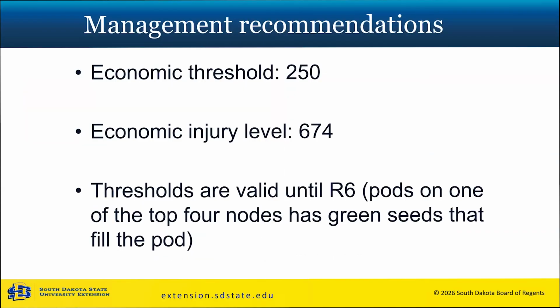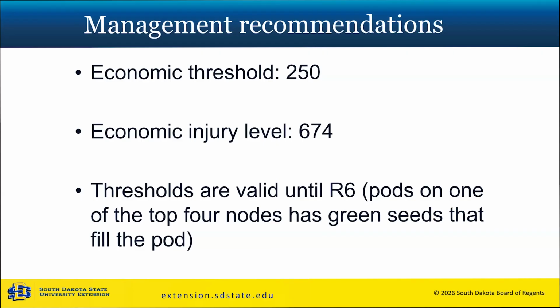So as I mentioned, economic threshold is 250 aphids per plant. If you reach that, that's when you want to start thinking about chemical management, or you have to in order to avoid yield loss. The economic injury level is 674. That's when you do incur a yield loss. When they reach 674 aphids per plant, that is when you will lose money based on those infestations.